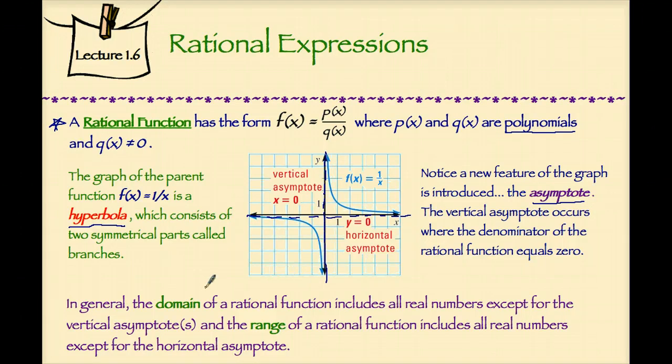In general, the domain of a rational function includes all real numbers except for the vertical asymptotes, and the range of a rational function includes all real numbers except for the horizontal asymptote.